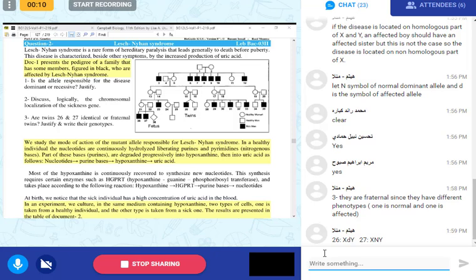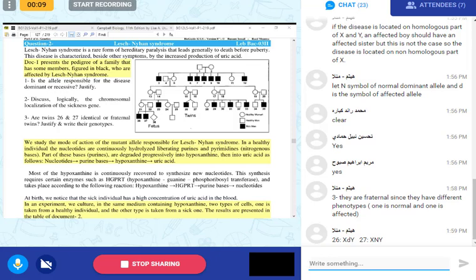Okay. This synthesis requires certain enzymes such as HGPRT and takes place according to the following reaction: hypoxanthine, HGPRT, purine-based nucleotide. So in normal people the amount of uric acid is low, because the hypoxanthine is usually converted back by HGPRT into what? Into purine, into nucleotides. Okay?